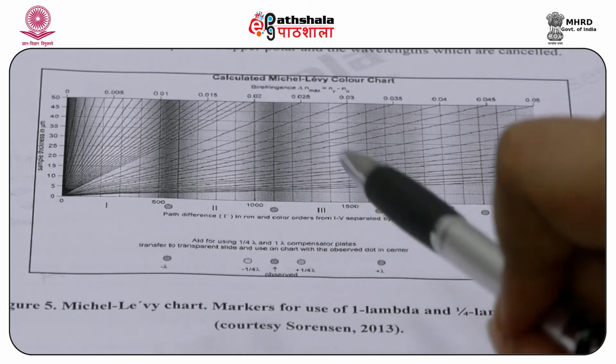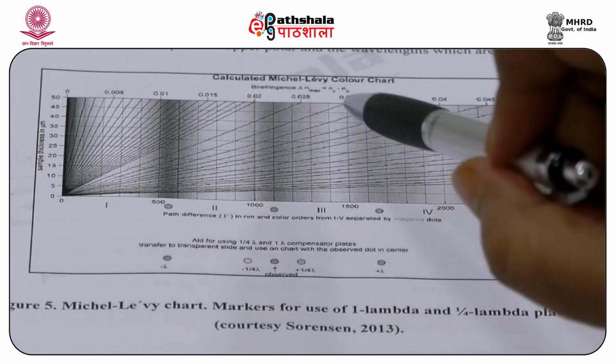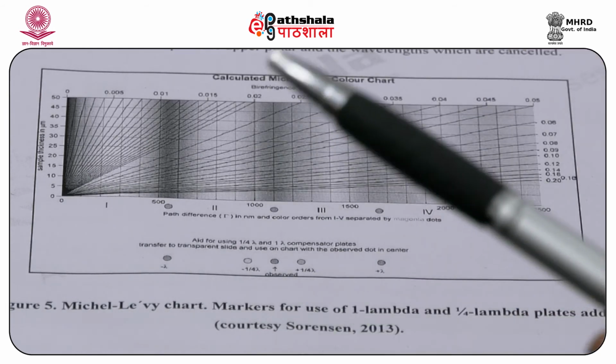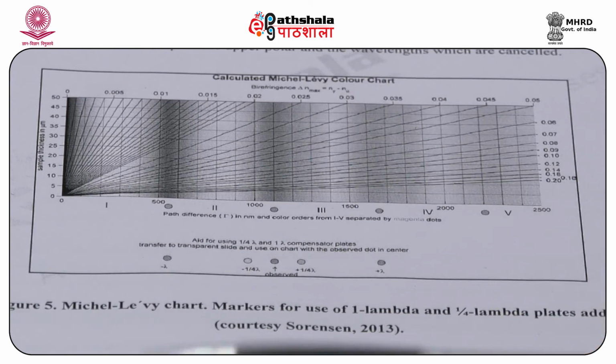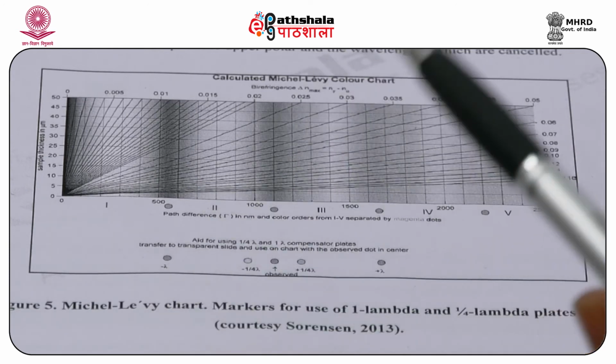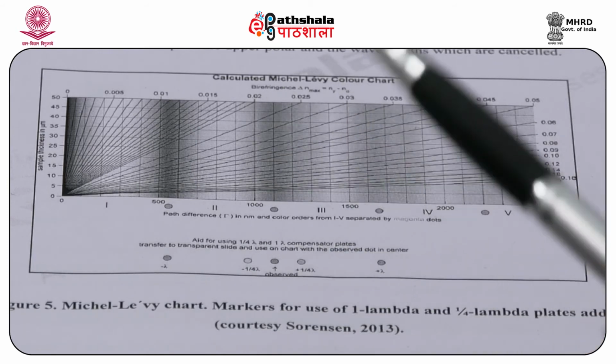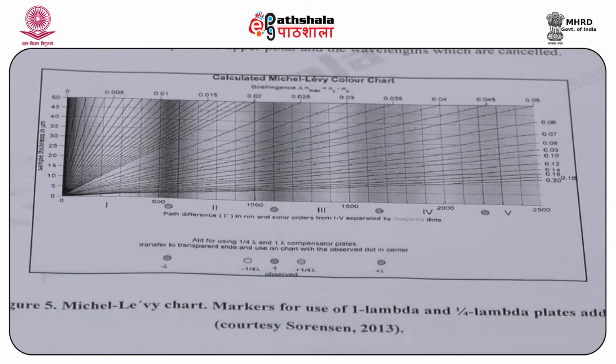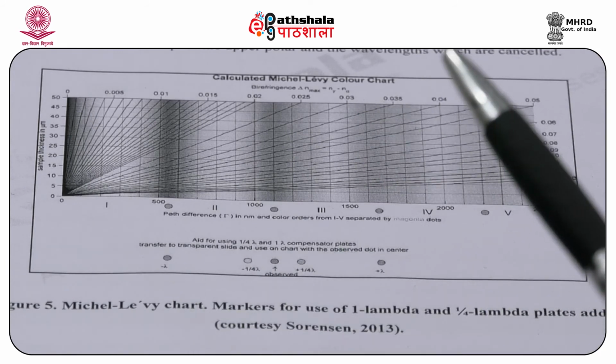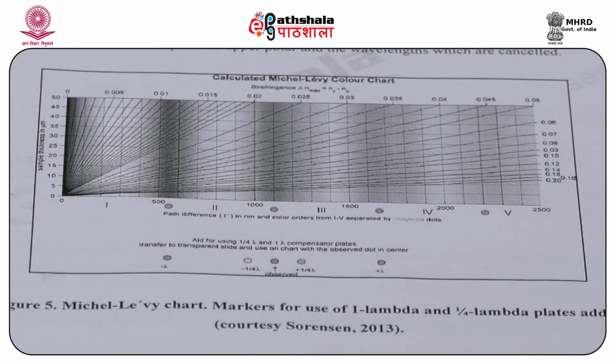The interference color produced, as can be seen in the Michel-Lévy chart, is dependent also on the wavelengths of light which pass the upper polar and the wavelengths which are getting cancelled, as we have discussed in the previous diagram. The primary function of the interference color chart is to allow rapid determination of retardation between the slow and the fast rays.